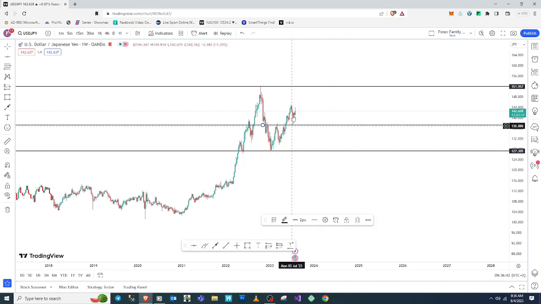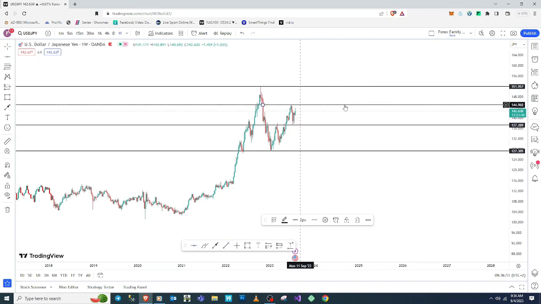So this is the zone. We saw USDJPY touching this zone, and then it reversed and gave us a big movement. We can see right here as well, they touched and gave us a big movement.